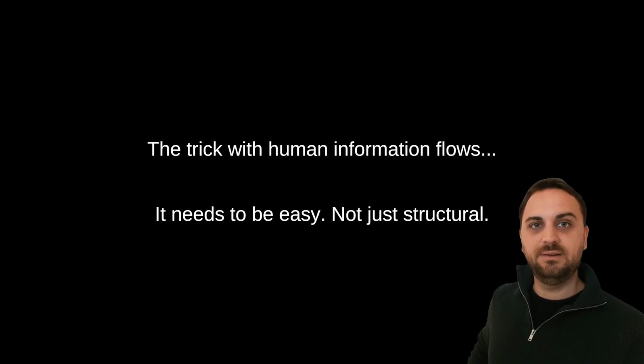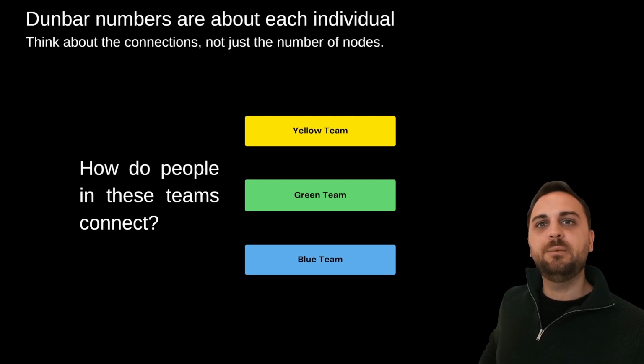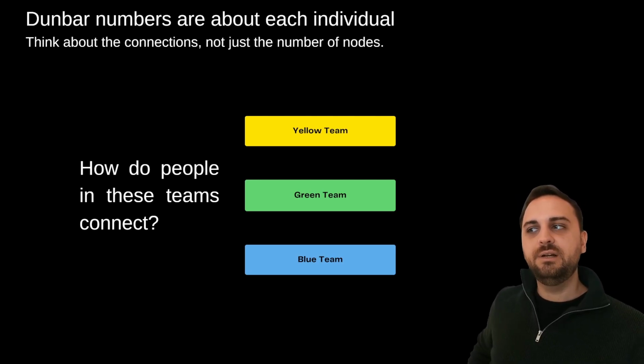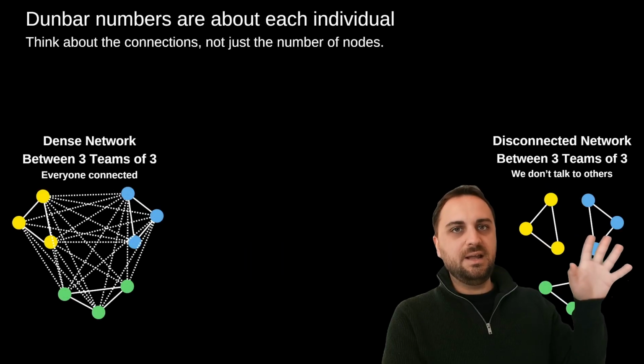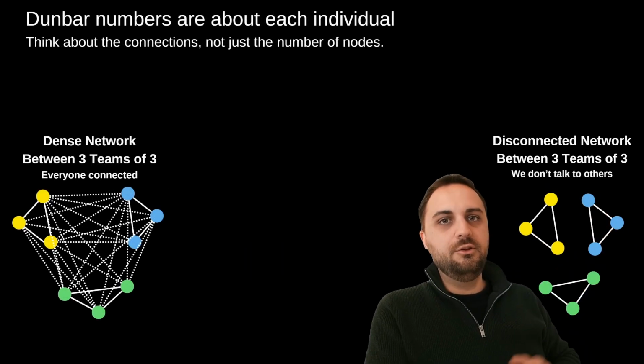It needs to be easy, and the structure should follow that. So let's think about this, right? We have 3 teams, yellow, green, and blue. How do people in these teams connect? Disconnected network with 3 teams of 3 people. Nobody talks to each other.